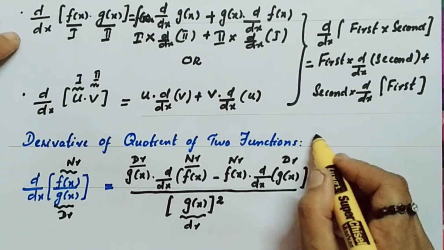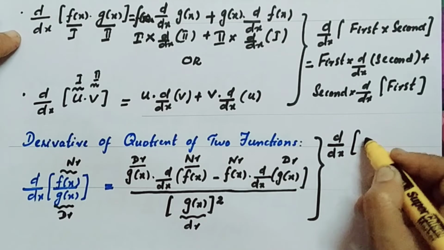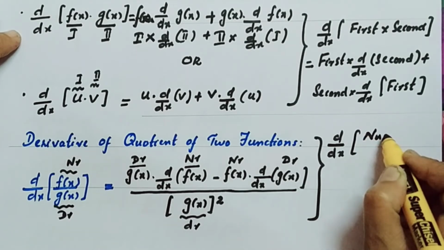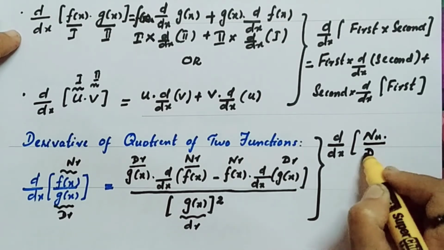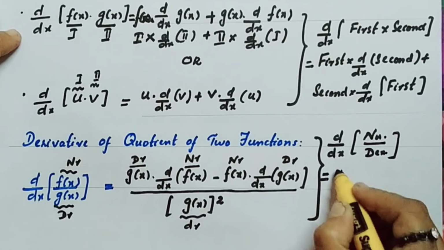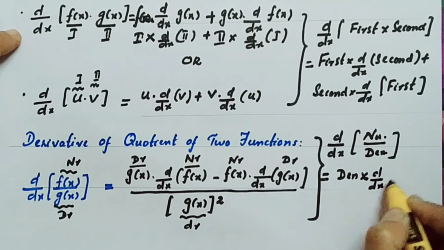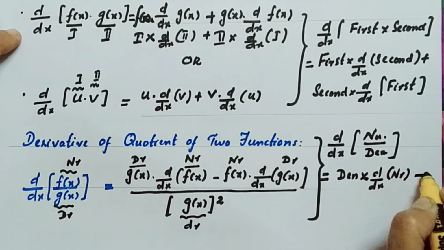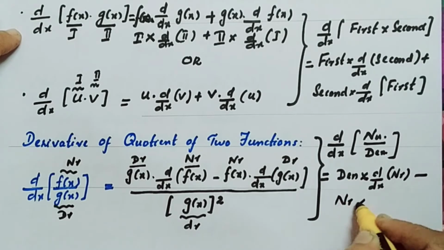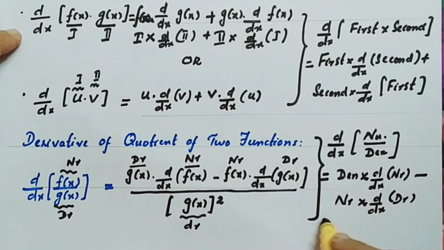So we can think of the derivative of the quotient of two functions, with a numerator and denominator, as rewritten as denominator into derivative of numerator minus numerator into derivative of denominator, the whole divided by denominator square. You can think like this also.